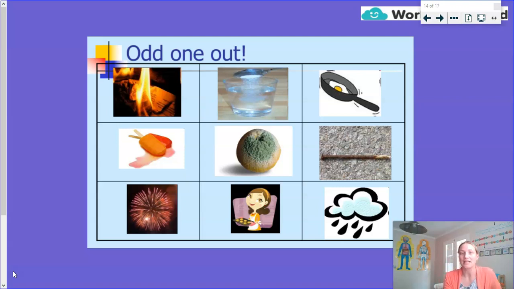Okay, so let's start on the top row. I have paper burning. I have got someone mixing salt with water, and I have a fried egg. So we've already gone over the fact the fried egg is an irreversible chemical change. But what about the salt with water? Now that is actually a physical change.